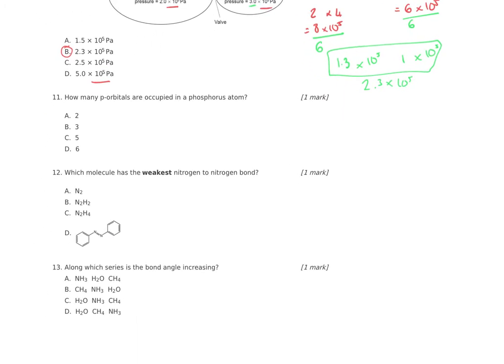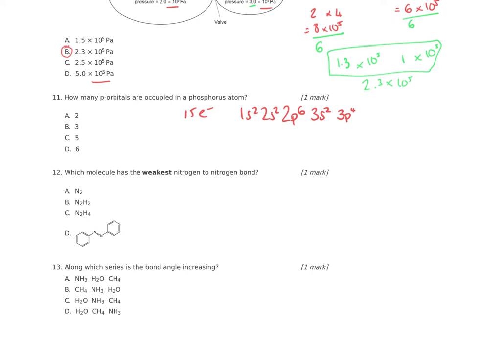Number 11, how many p orbitals are occupied in a phosphorus atom? So phosphorus has 15 electrons. So give me 1s2, 2s2, 2p6, 3s2, 3p4.